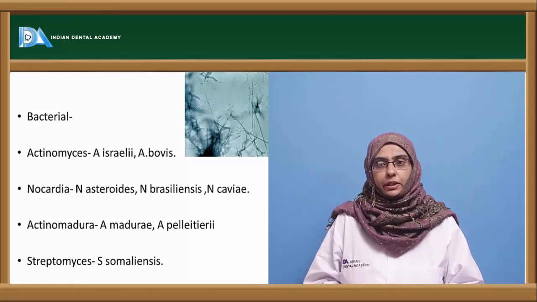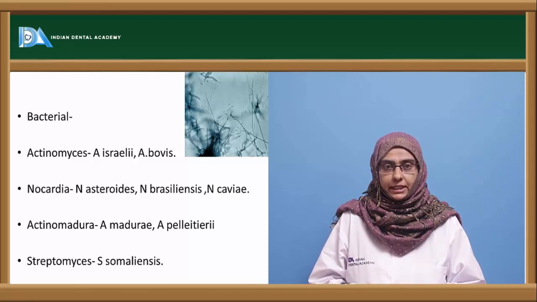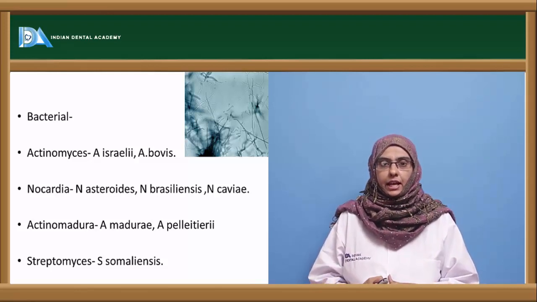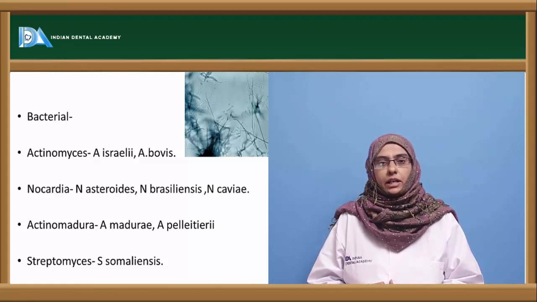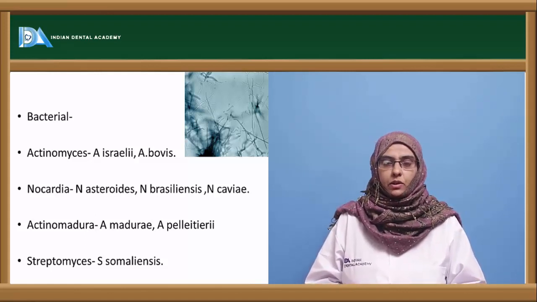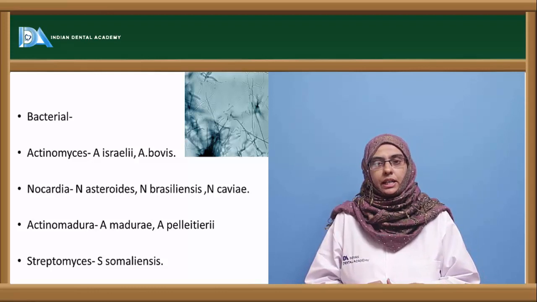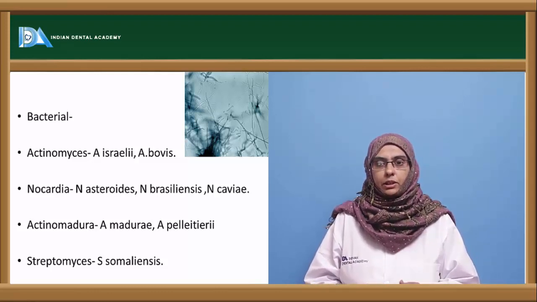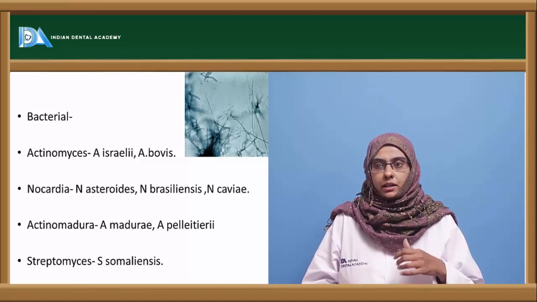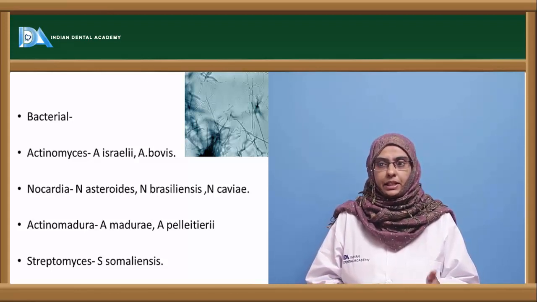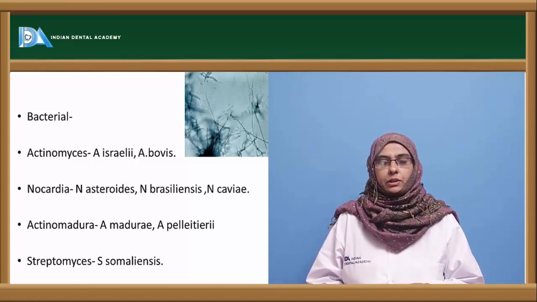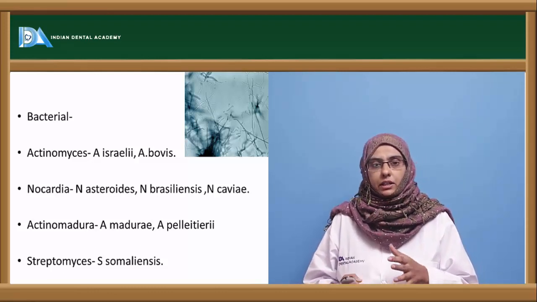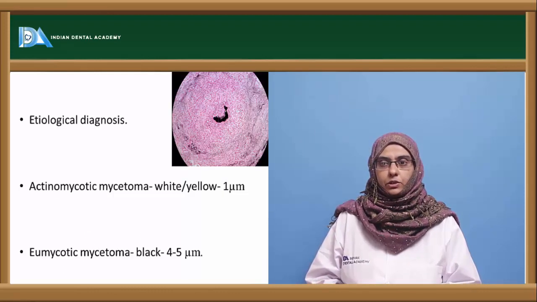The bacterial involvement here is from the Actinomyces. The species involved are Actinomyces israelii and Actinomyces bovis, and Nocardia asteroides, Nocardia brasiliensis and Nocardia caviae, and Actinomadura, that is Actinomadura madurae and Actinomadura pelletieri. And coming to the Streptomyces, Streptomyces somaliensis is the organism that is involved in the production of mycetoma.